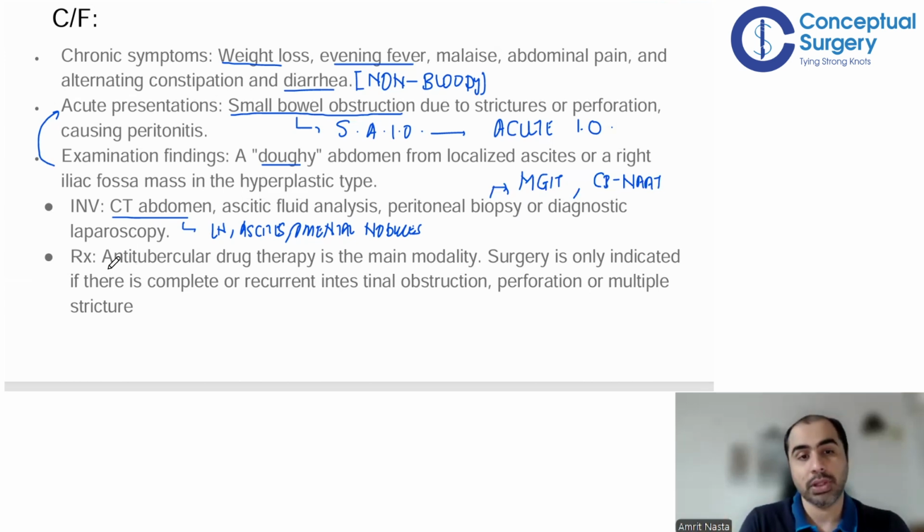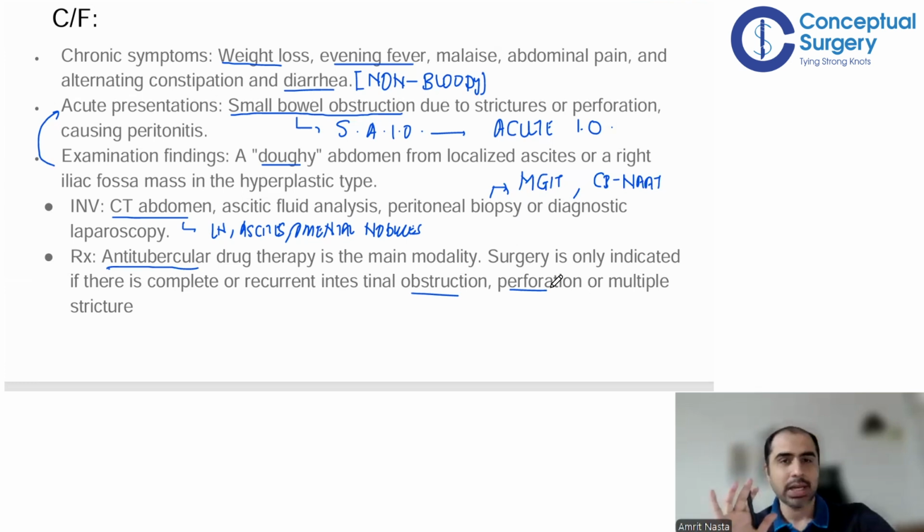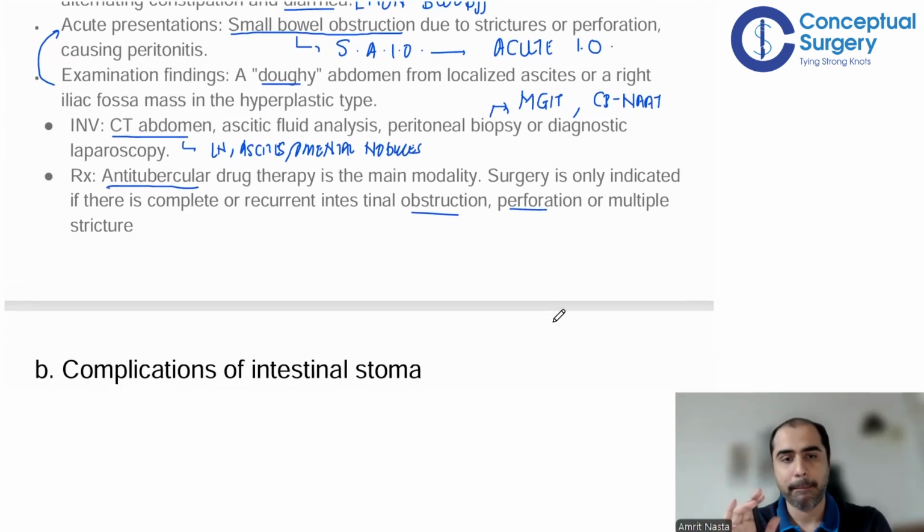Treatment, of course, is going to be ATT, anti-tubercular therapy. Surgery is only for complications like obstruction, perforation, and so on. Otherwise, essentially, the management is going to be medical. So plain and simple, this is how you're going to tackle intestinal TB.